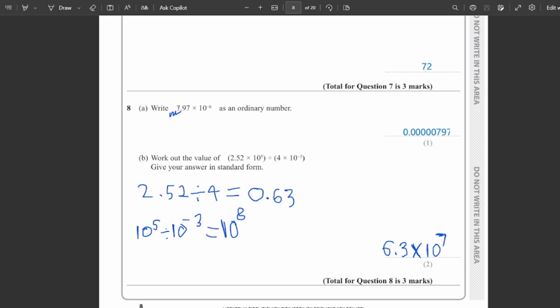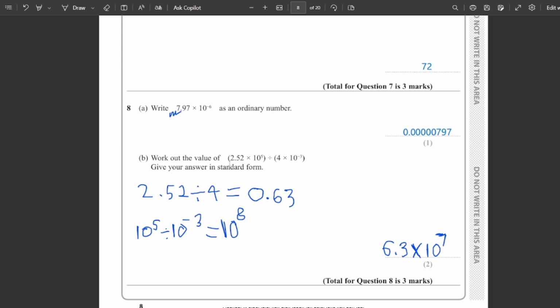And then we're asked to write 7.97 times 10 to the minus 6 as an ordinary number. Well, you simply move the decimal place 6 places to the left, so there should be 5 zeros before the 797, and there is 5 zeros, and it's just that simple.